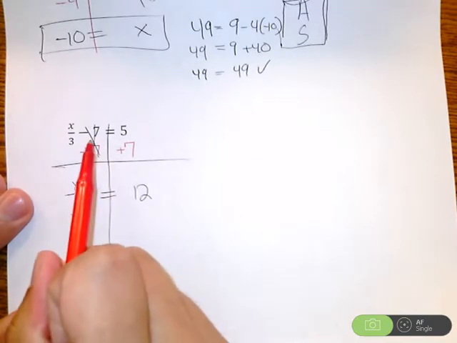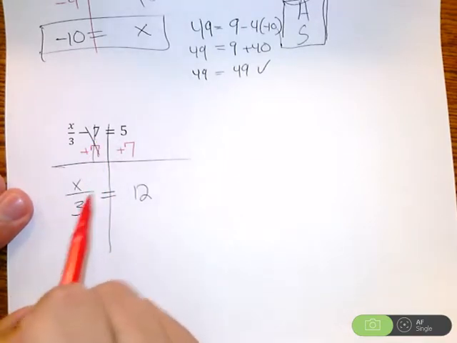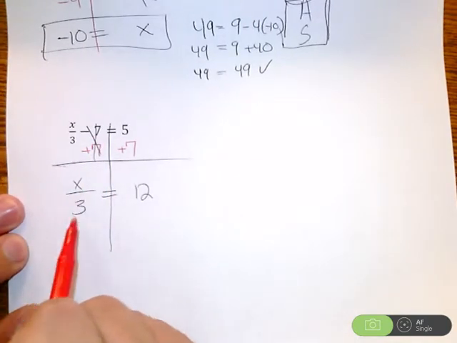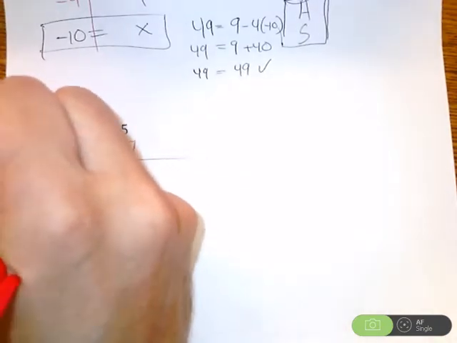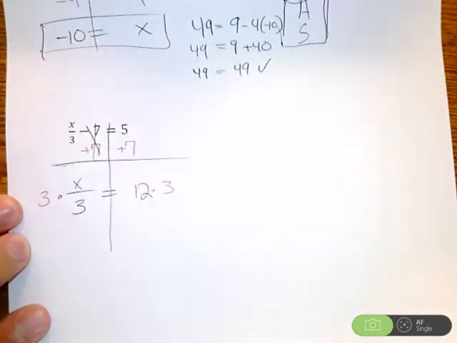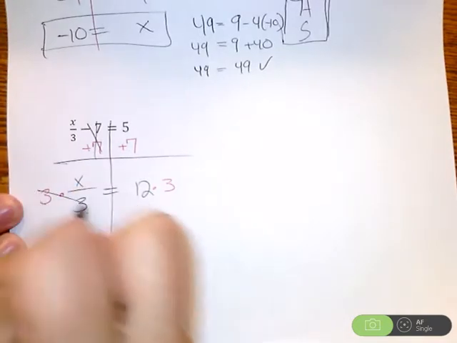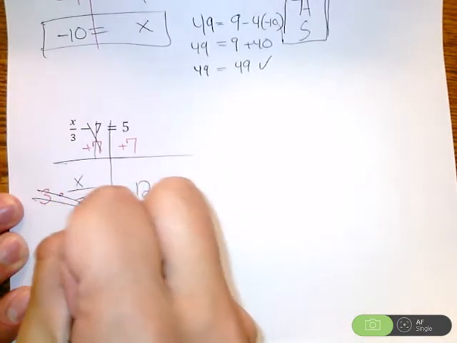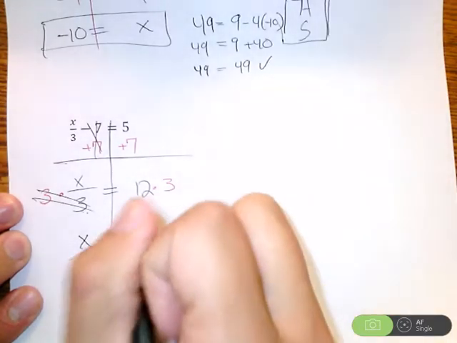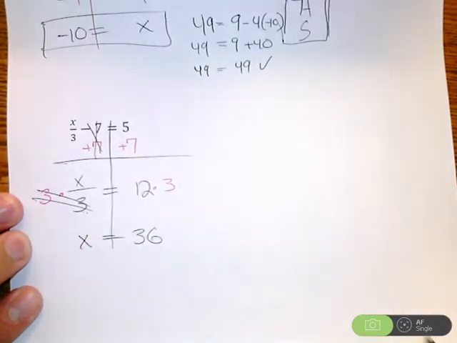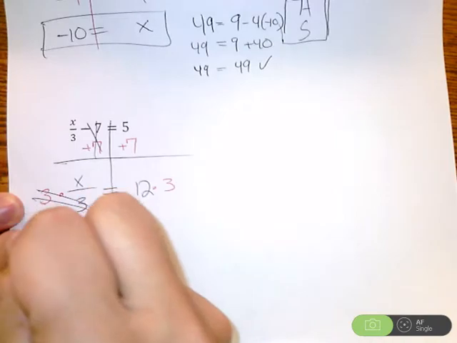Continuing on from there, I got rid of my subtraction. I still have a division by 3. The opposite of dividing by 3 is multiplying both sides by 3. Again, we have multiplication and division, so those are gone. I have just an x. On the right side, we have 12 times 3, which is 36. So we have x equals 36.